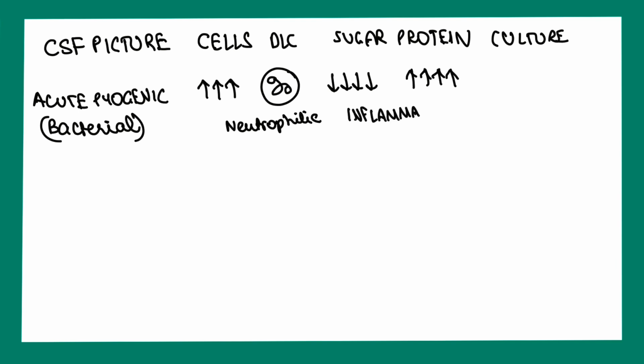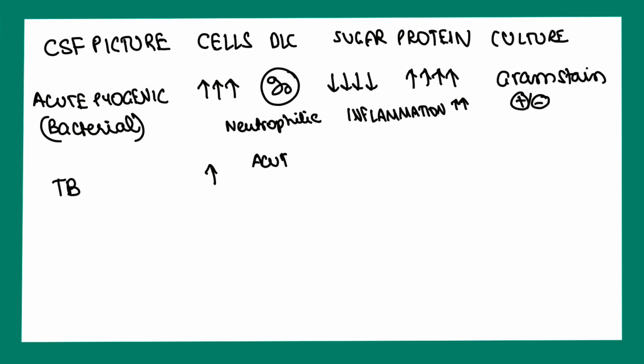Cells will be enormously increased, and due to the severe inflammation happening, that will lead to exudation of protein, and sugar levels will be consumed by your inflammatory cells as well as bacteria. So very low sugar levels, and gram stain can be positive or negative depending on the causative bacteria.